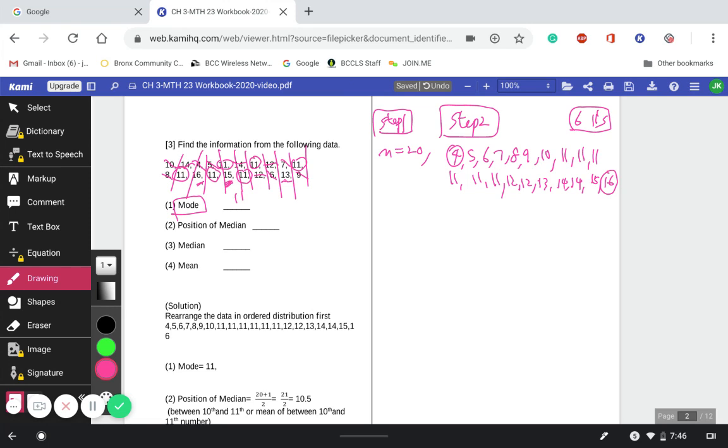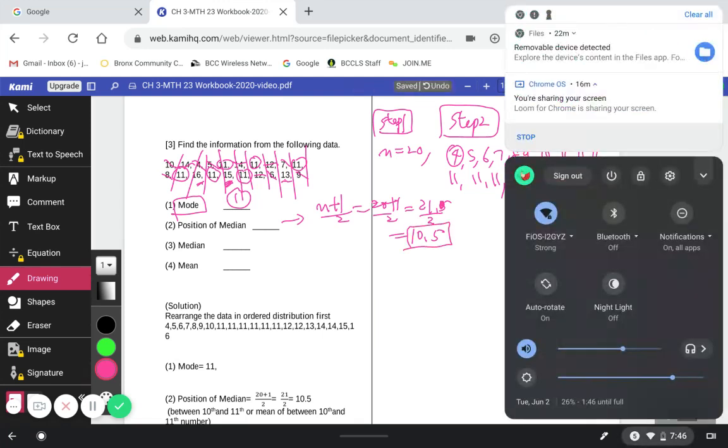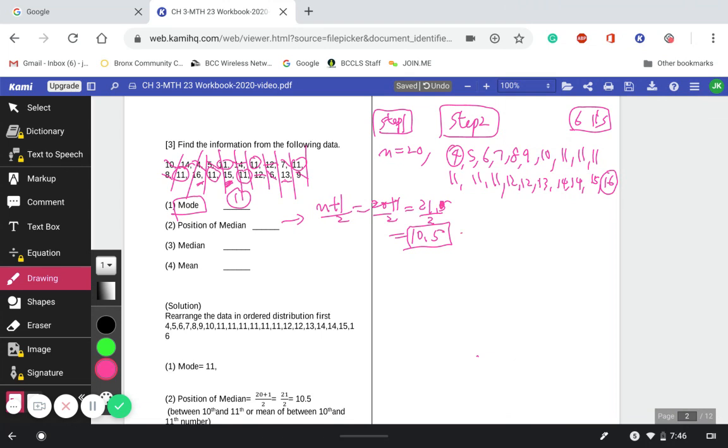What is the position of the median? N plus 1 over 2, right? So 20 plus 1 over 2, 21 over 2, which ends up with a 10.5. So what does that 10.5 mean? 10.5 means the position would be between the 10th and 11th position. So you have two median positions. So 10th was 11 and 11th was 11.